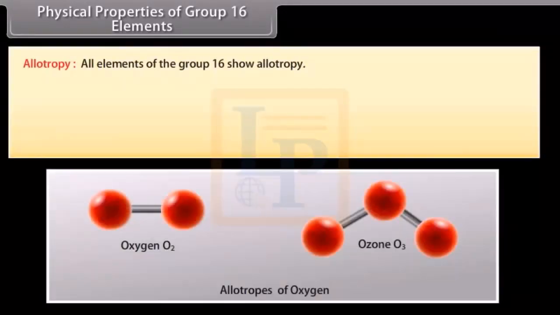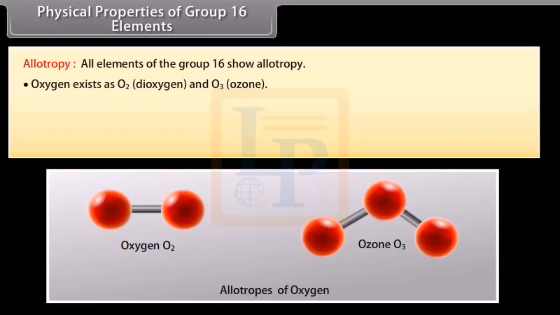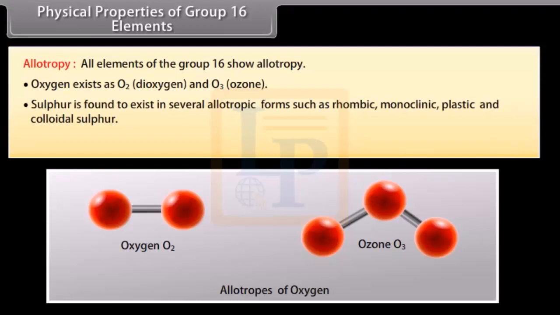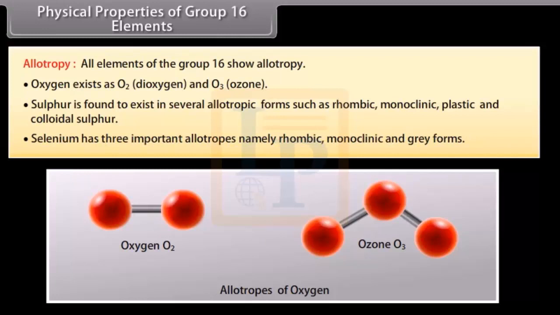Allotropy. All elements of group 16 show allotropy. Oxygen exists as O2 and O3. Sulfur is found to exist in several allotropic forms such as rhombic, monoclinic, plastic, and colloidal sulfur. Selenium has three important allotropes, namely rhombic, monoclinic and gray forms.